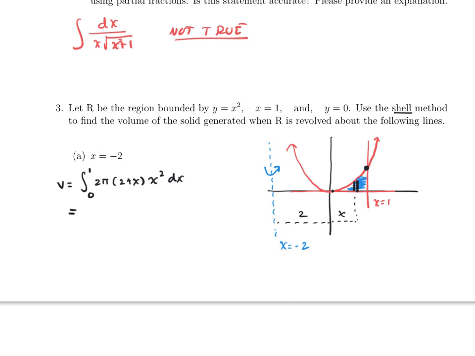Then it will be very easy to integrate. This is the integral from 0 to 1, 2 pi. Actually, you multiply, it will be 2 pi times x squared times 2. This is actually 4 pi x squared dx. You can break it into two integrals, plus the integral from 0 to 1 of 2 pi x cubed dx. And then this is actually pretty easy to integrate.